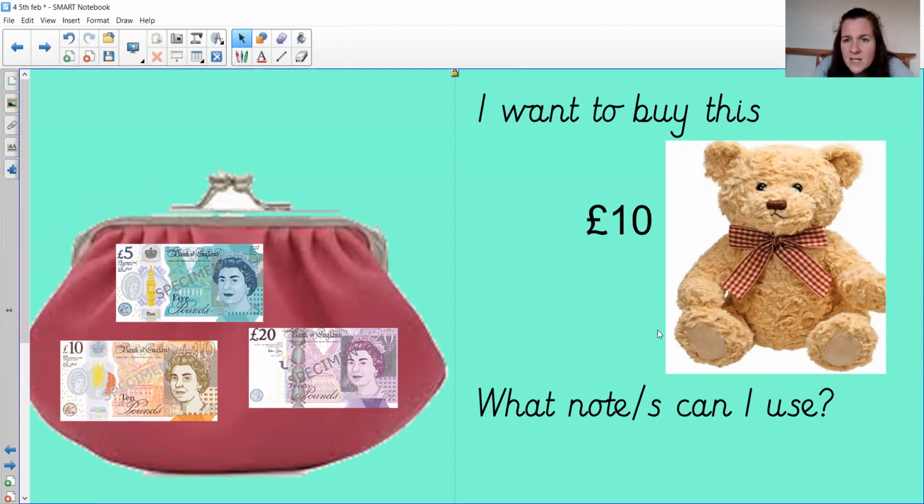Okay, £10. Here it is. Pound sign, £10. Oh, what note or notes can I use? Have a chat. What do you think? How could I pay for my teddy bear? Remember, it needs to be exactly £10.